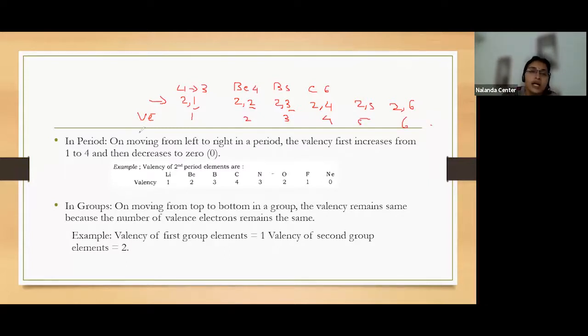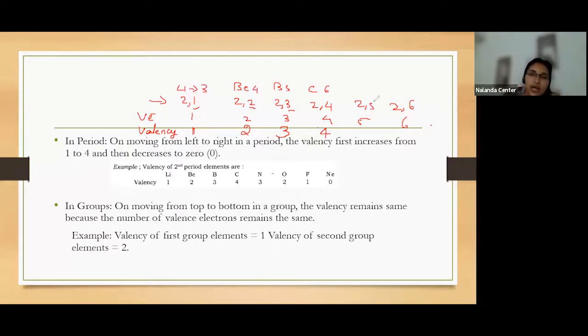Now, what about valency? Lithium can lose an electron to attain the noble gas configuration, so the valency is going to be 1. Beryllium finds it easy to lose 2 electrons, so the valency is going to be 2. Boron finds it easy to lose 3 electrons. Carbon shares 4 electrons. Today morning only we studied, no?